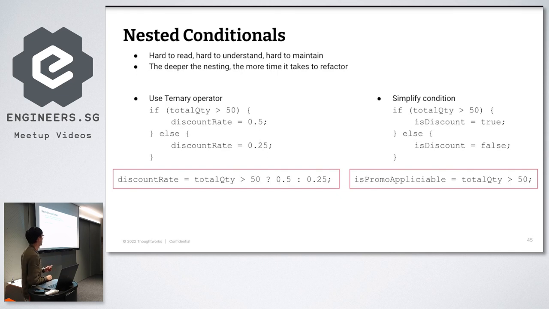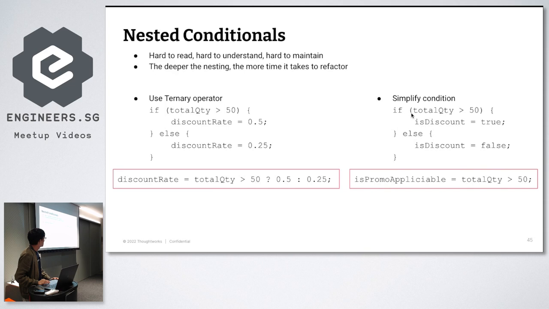The deeper the nesting, the longer it will take us to refactor. So there are a few techniques that we can use. Use a ternary operator. Most modern programming languages support the ternary operator. So instead of having an if statement, use the ternary operator here to do the same logic. And it's also much cleaner. Instead of having four lines, we can end up with one line of code.